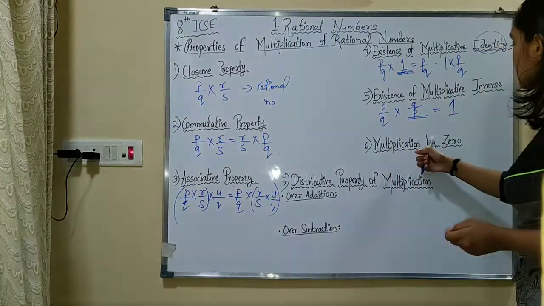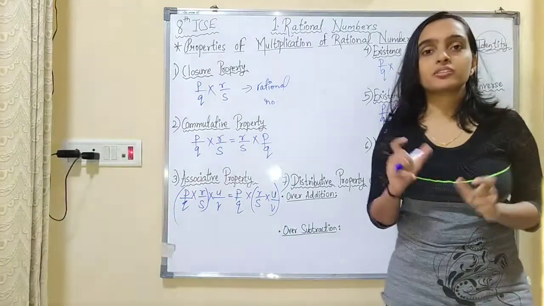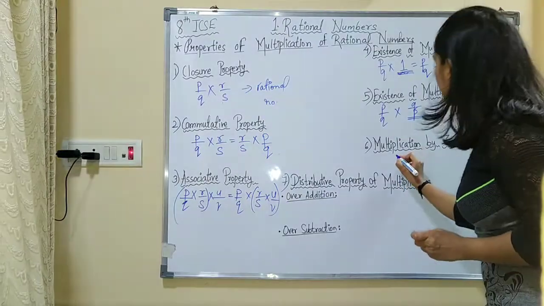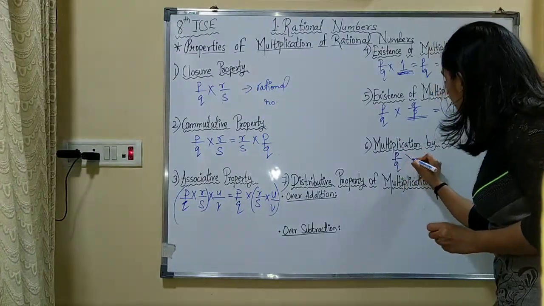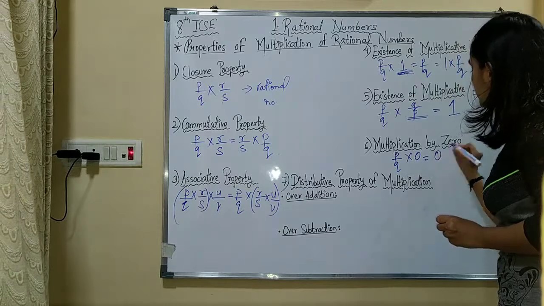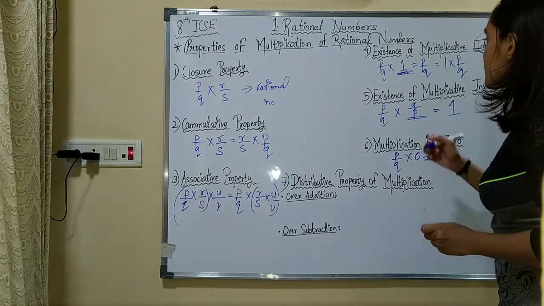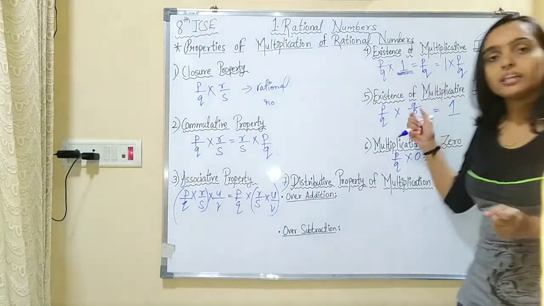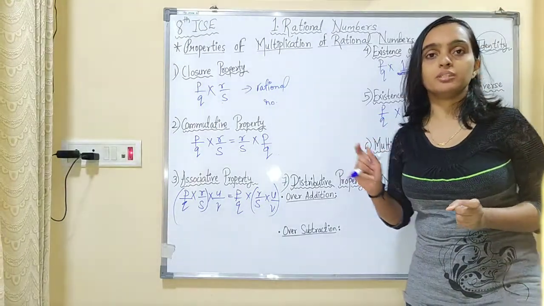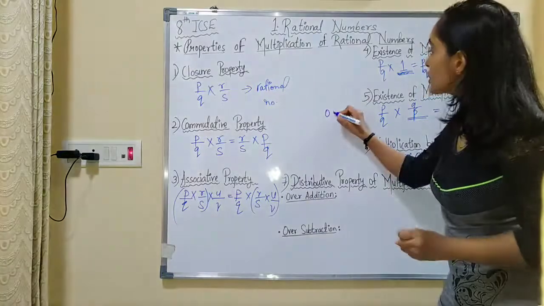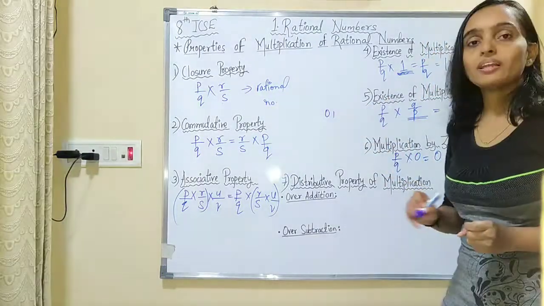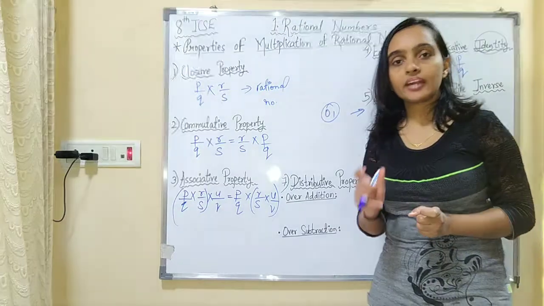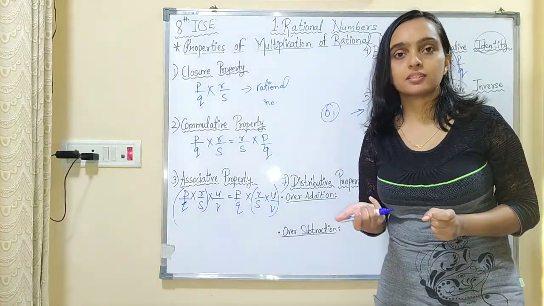Next, multiplication by 0. Any rational number when multiplied by 0 gives 0 only. That is, if you have p upon q multiplied by 0, then it will be 0. And the existence of multiplicative inverse is valid only for non-zero rational numbers. That is, 0 is not valid for this property. The multiplicative inverse for 0 does not exist.